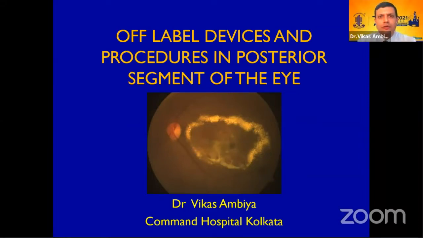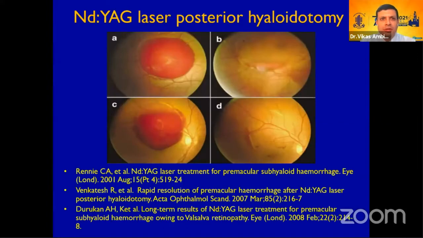So I'll be speaking on the off-label use of devices and procedures in the posterior segment of the eye. Whenever I think of procedures in the posterior segment, the commonest procedure I can think of is the use of lasers. Now, Nd:YAG laser is designed for use in the anterior segment of the eye. We've been using it for capsulotomies and for iridotomies. In the posterior segment, the commonest use of this kind of laser is performing a posterior hyaloidotomy.